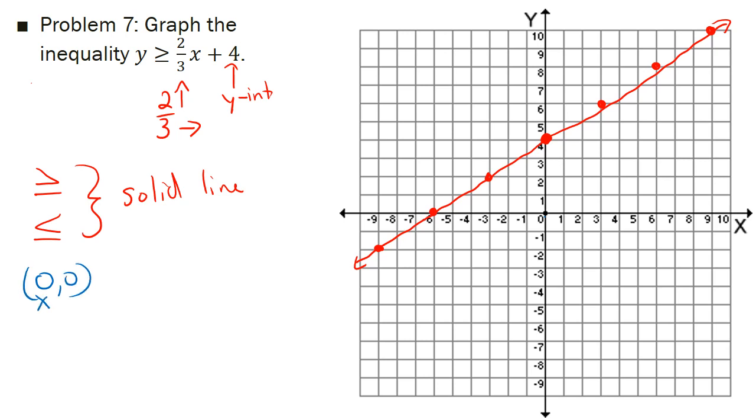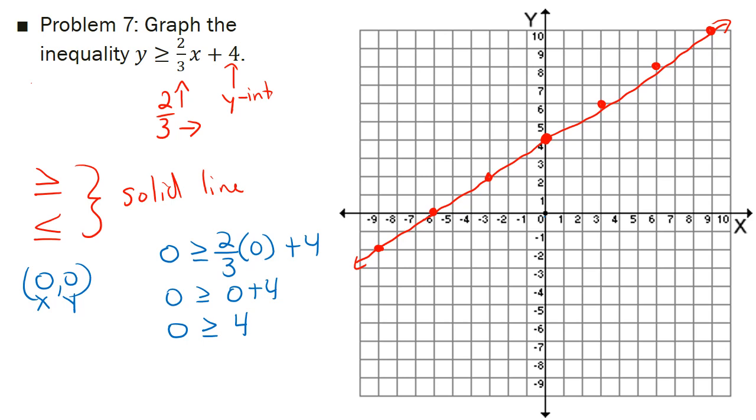So our x is 0, our y is 0. So we're going to have 0 is greater than or equal to 2 over 3 times 0 plus 4. Well, 2/3 times 0 is 0. 0 plus 4 is 4. Is 0 greater than or equal to 4? No. So if (0, 0) was right here, that's a no. That means all the correct answers have to be on the other side.